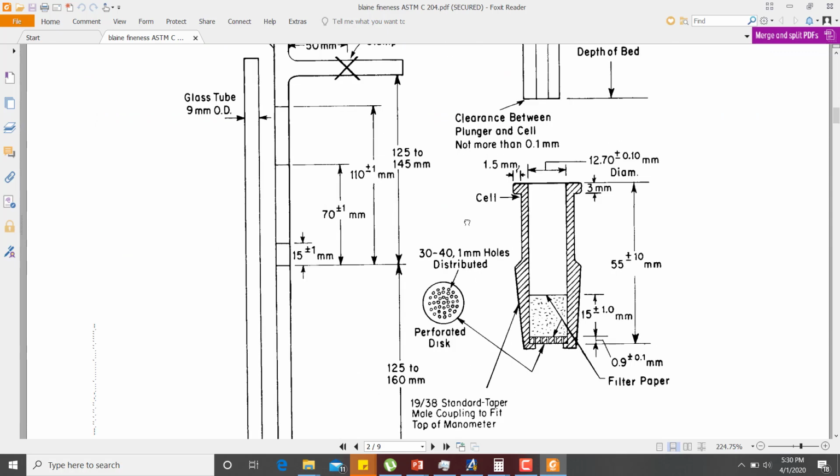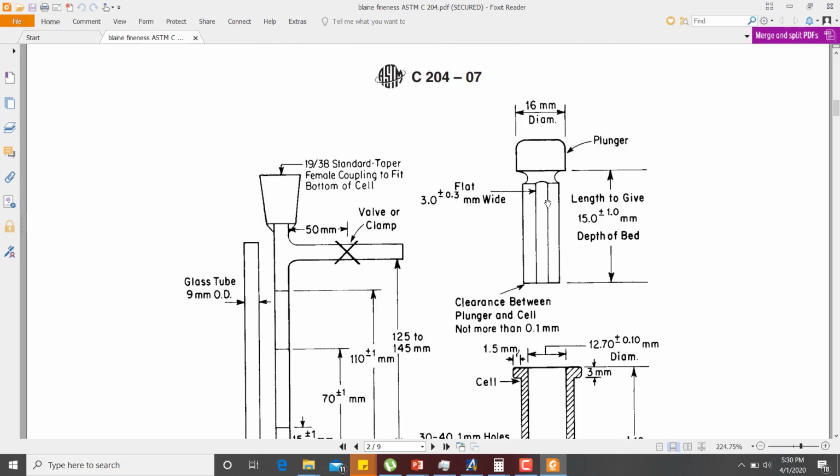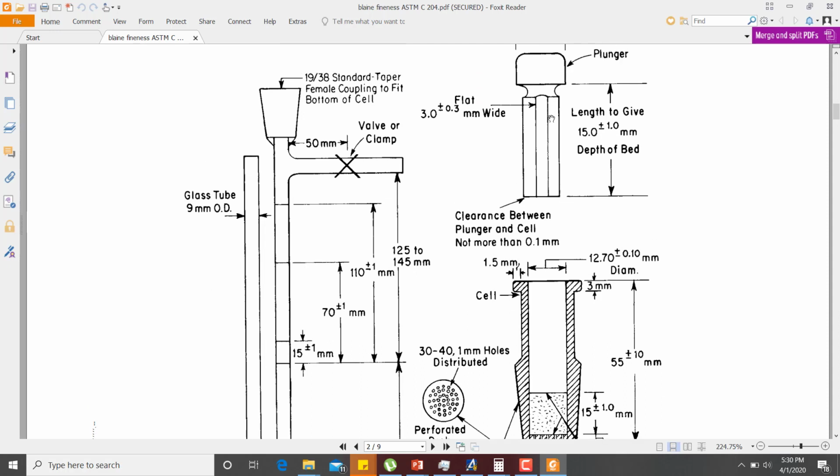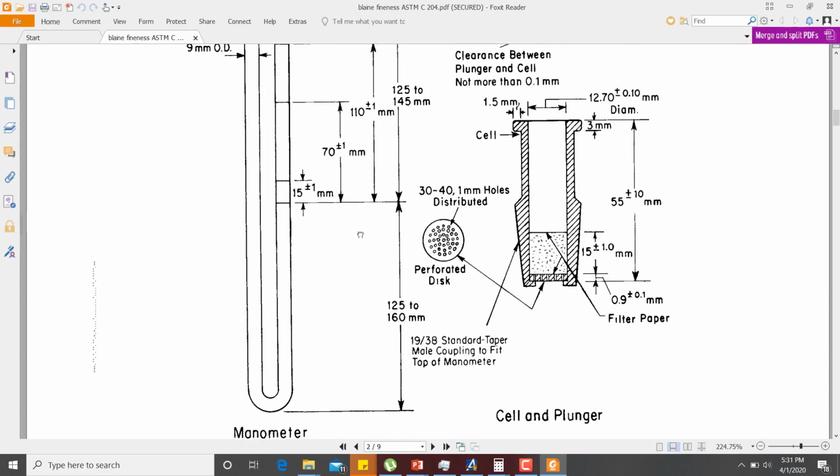This is basically the cross section of your cell, and this is a cross section of a plunger. You can see that this plunger just fits into this cell, keeping the volume of the cement specimen that you have. After compacting the cement using this plunger, you will place this cell over the top of a U-tube manometer. So this is basically the cross section.